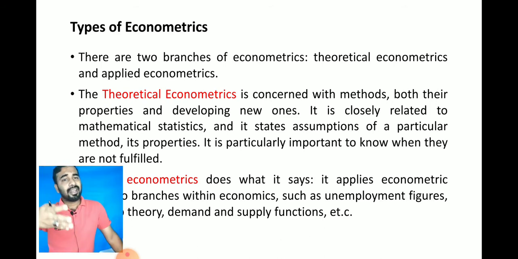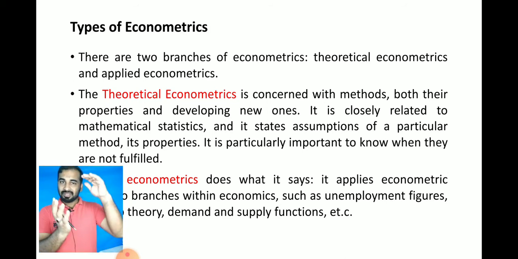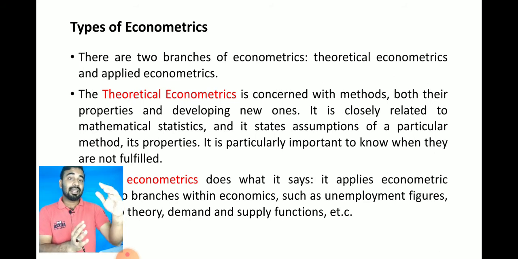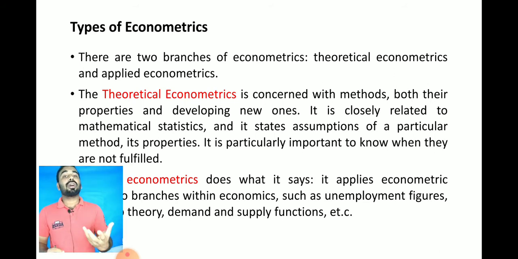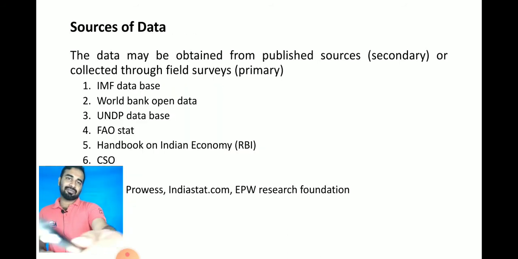So what is applied econometrics doing? An applied econometrician is just applying all the tools which are already developed by theoretical econometricians to analyze real economic problems. Okay, so there are some people who are always trying to make new econometric models or new econometric tools, and there are certain people who are always applying these tools to solve certain economic problems. Okay, so broadly we can divide econometrics into two parts: theoretical econometrics and applied econometrics.